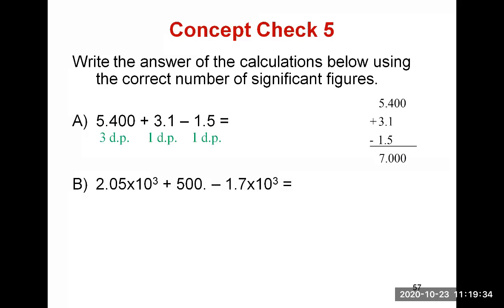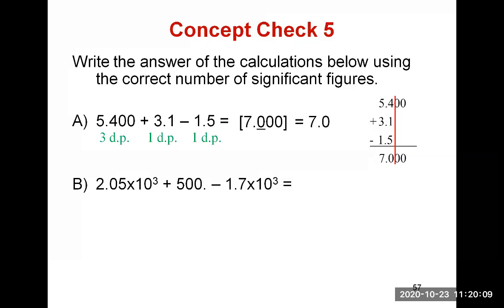And the calculator answer is 7.000. However, we can see visually here when you align them vertically that we need to round to the 1 decimal place. So to the 1 decimal place, there is a 0 there. What comes after is a 0, so you round down and it's going to be 7.0. Next example.